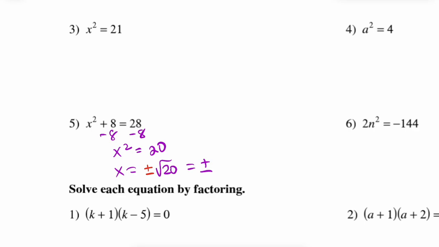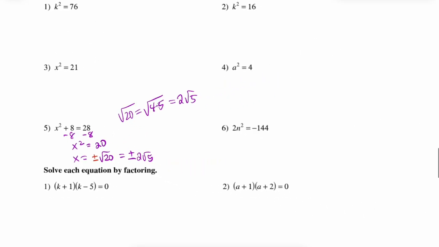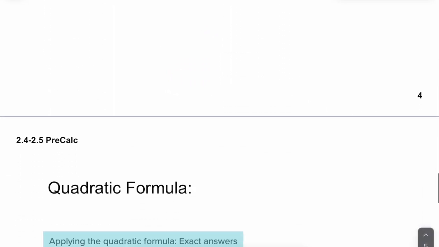20 is 4 times 5. So I can evaluate the square root of 4, but leave a 5 behind. And so remember, the square root of 20, that's 4 times 5. So the 2 comes out, the 5 is stuck. Okay? So that's how you're going to do the first 6. If you get an i, show me the i. If you get an i, which would be a square root of a negative, show an i on the problem.